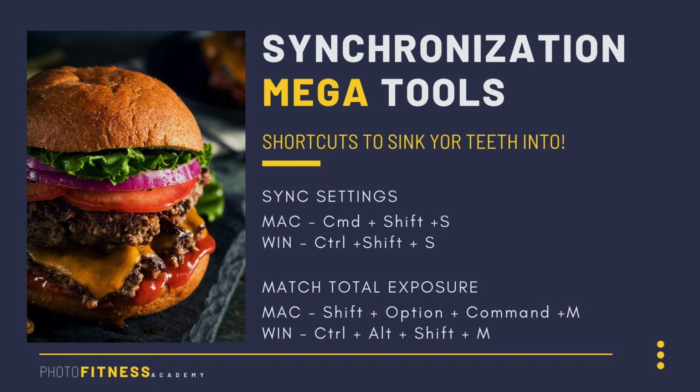So anyways, two main synchronization quick keys that you're going to need to know. You're going to need to get your fingers to memorize them, like playing the piano. Synchronize settings, which on your Mac is Command Shift S together, on a Windows Control Shift S, and match total exposure, which you may not have ever heard of before. We'll go through that in just a minute, but the quick key is Shift Option Command M. Holy smokes, that's a lot of buttons, but don't worry, it actually works out pretty well with the synchronize and then match together. So the Shift Option Command M or Control Alt Shift M.